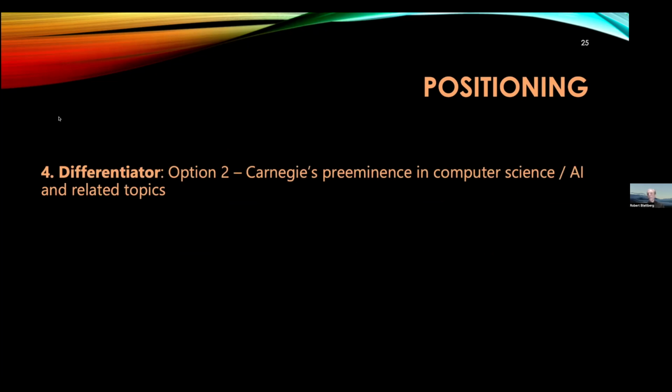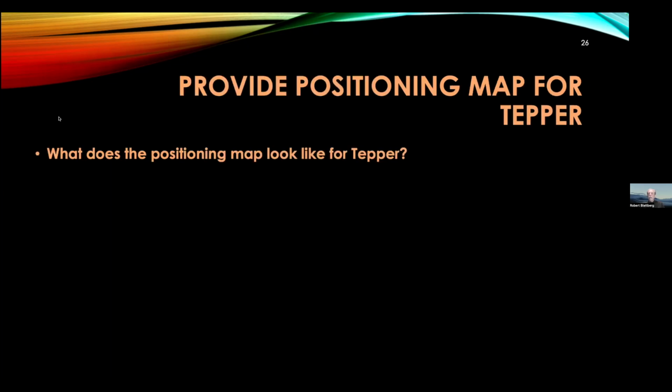The next is differentiator. For Carnegie and Tepper, having somebody who's preeminent in computer science and AI and related topics, linking to my joint MBA, might be a real differentiator versus most of the students out in the marketplace. And then the key benefit is, hopefully, that because we go through these kinds of programs, we get significantly higher starting salaries, which is something that's published all the time. So what you can do is create something I call a positioning map. Let me just show you this.